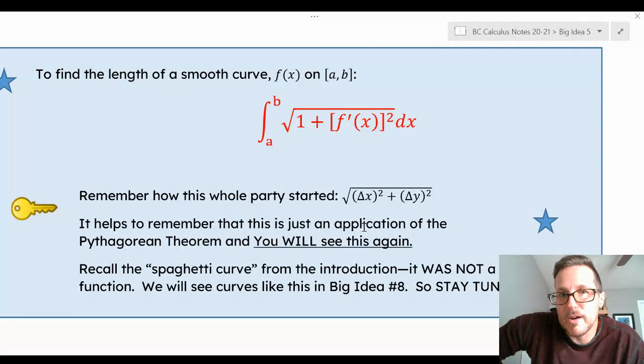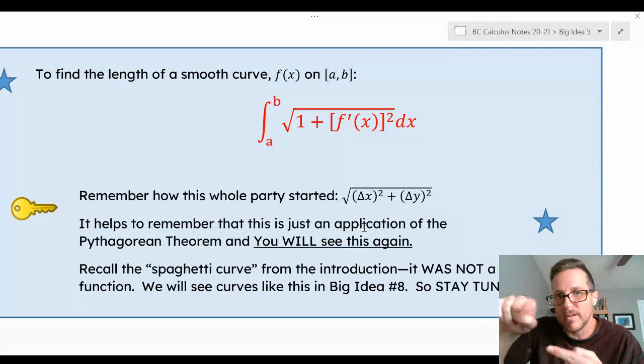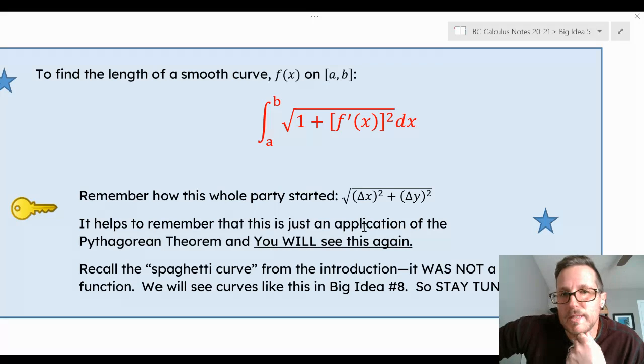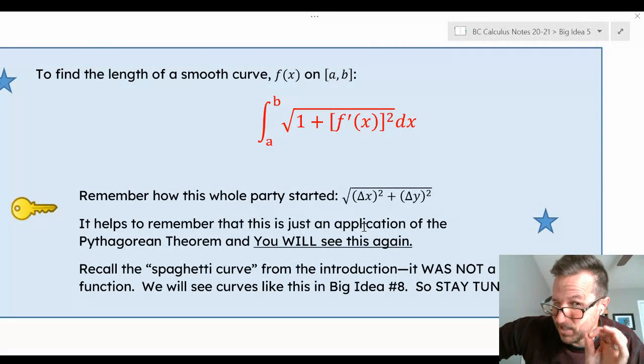But that spaghetti curve at the beginning, remember the one that did loops and all kinds of crazy things? Yeah, so that's not a function, but we can still use calculus to find its length. Now the formula is going to change just a little bit because the curve definition is going to have to change just a little bit since it's not a function.